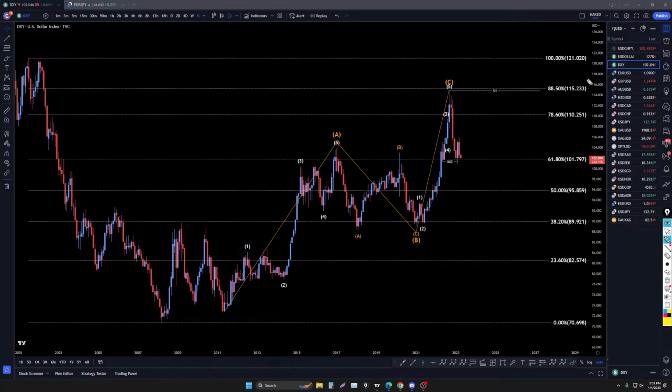Anybody that does follow me knows that the DXY US dollar index is, for me, most important when I trade all the other US dollar pairs. I try to understand these dollar indexes to the best of my ability and then use that to help me trade all the other dollar pairs.